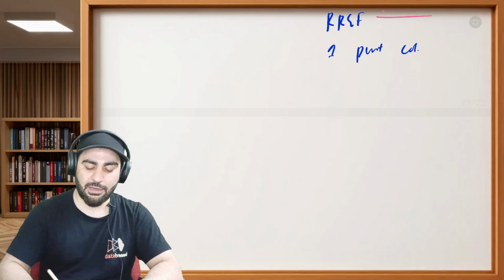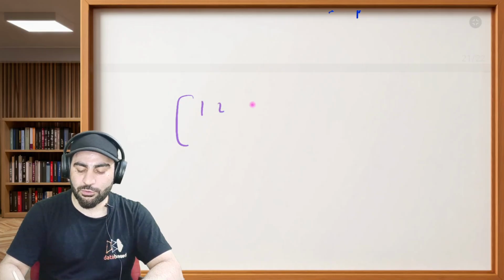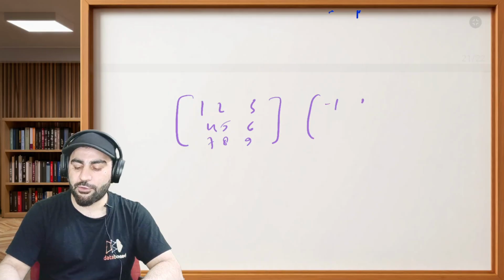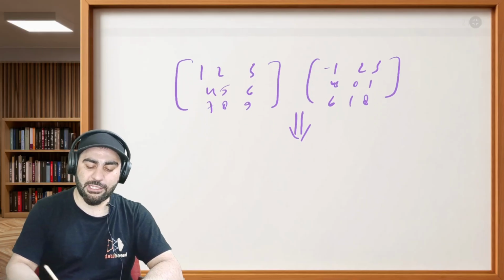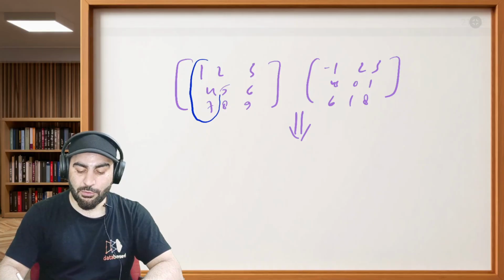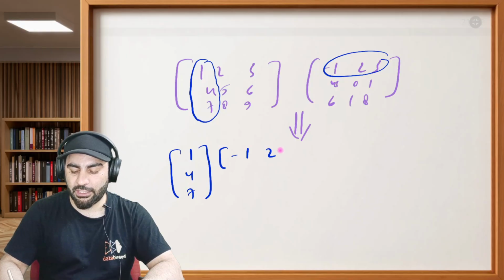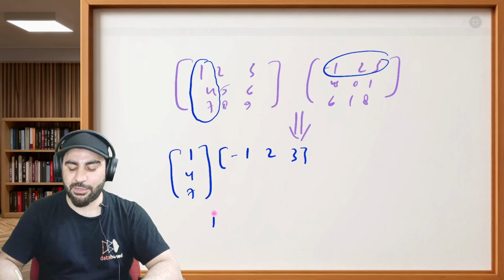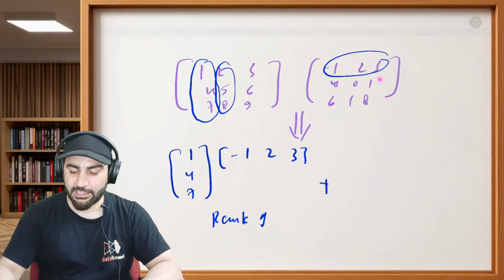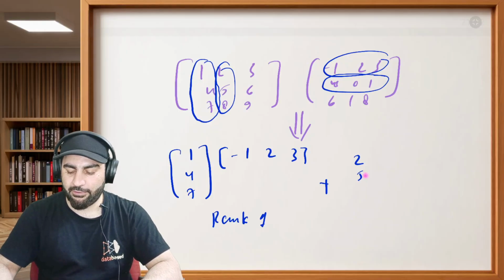So if I remind you again, we had something like 1, 2, 3, 4, 5, 6, 7, 8, 9, multiplied by minus 1, 2, 3, 4, 0, 1, 6, 1, 8. What I told you is you can look at the matrix multiplication this way. You can take a column of this and a row of this. So this is 1, 4, 7 multiplied with minus 1, 2, 3. You'll get a full-fledged matrix, but this matrix is a rank 1 matrix, plus you'll take this column, which will be 2, 5, 8.